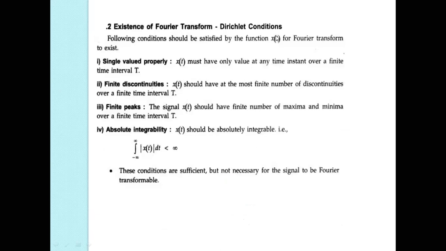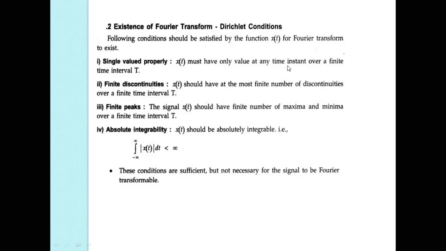Now, the Dirichlet conditions, whatever we discussed in the Fourier series, and here also the existence of the Fourier transform requires conditions. The following conditions should be satisfied by x of t for the Fourier transform to exist. Already we know the single valued property, finite discontinuities, finite peaks, and absolutely integrable for the Fourier series.